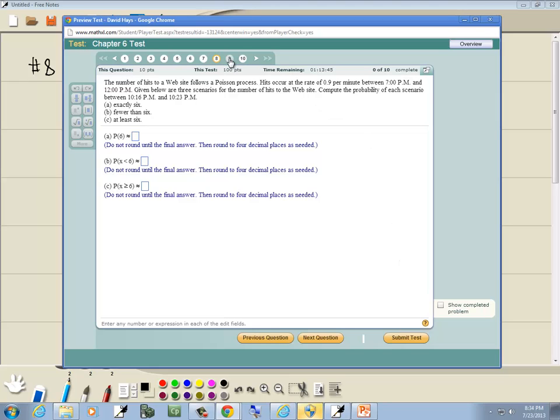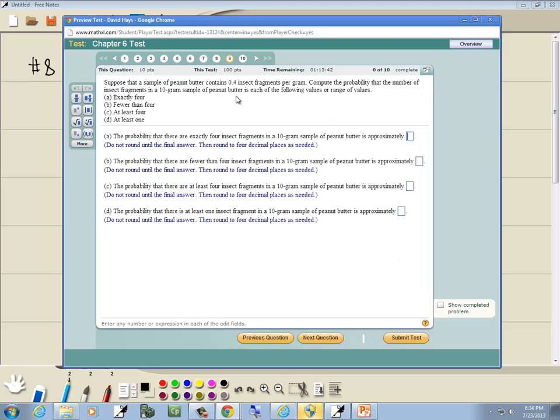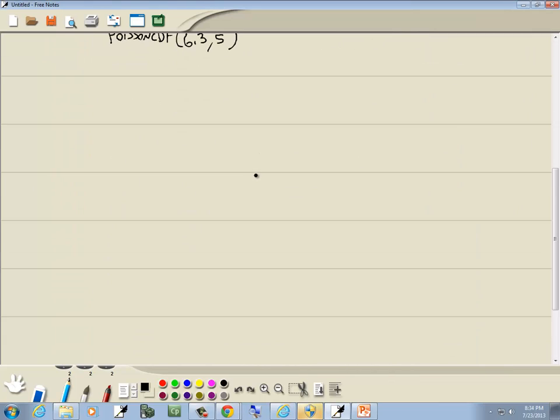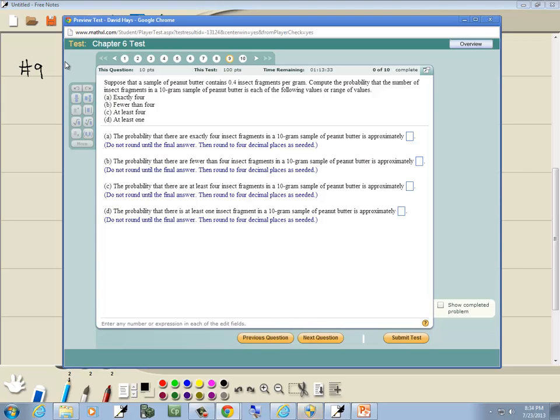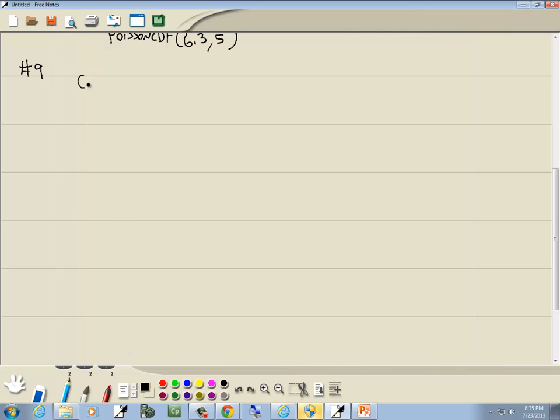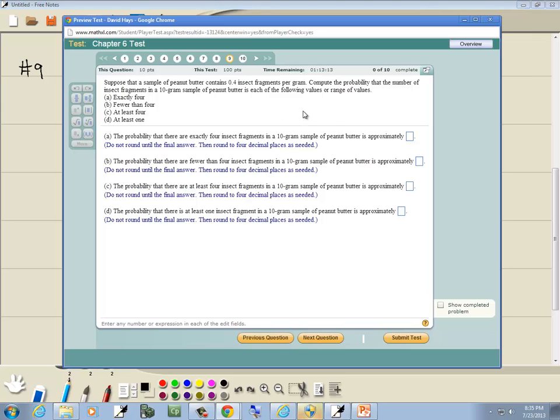Okay, let's look at another one. This is number 9. Suppose that a sample of peanut butter contains 0.4 insect fragments per gram. That's pretty gross. So 0.4 insect per gram is going to be our lambda, and it's per gram.